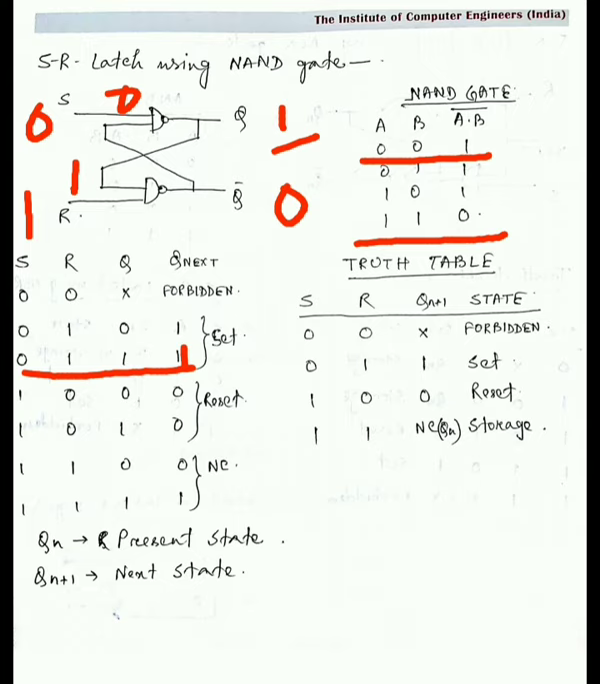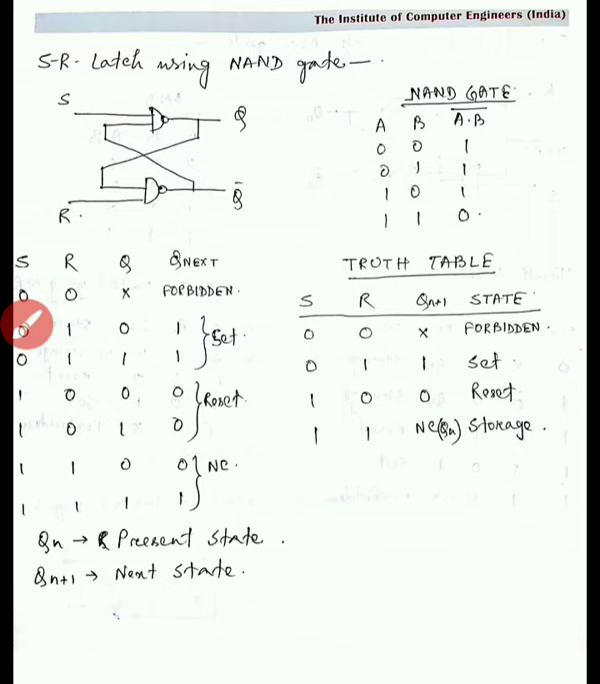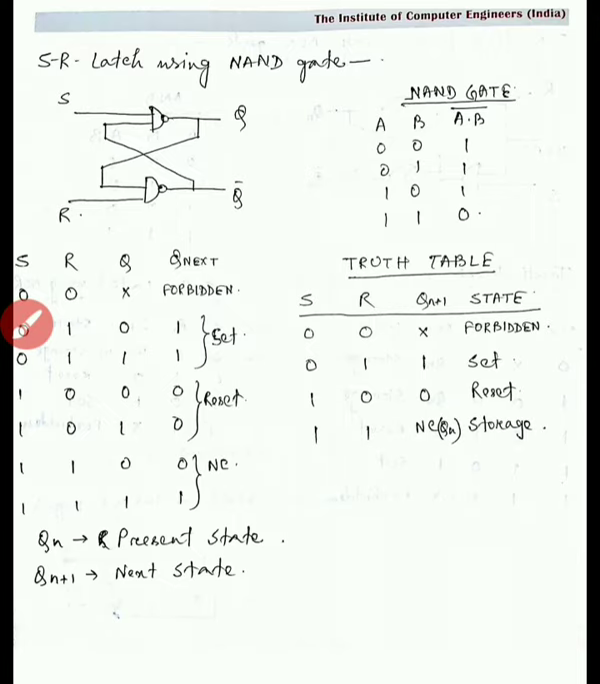So what is the main problem? If S is 0 and R is 1, whatever be the value of Q, 0 or 1, the output always will be 1. That is known as output is 1, which means it's our set condition. It is our set condition. Okay.